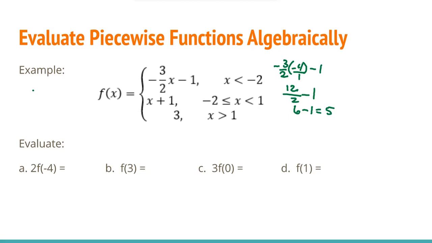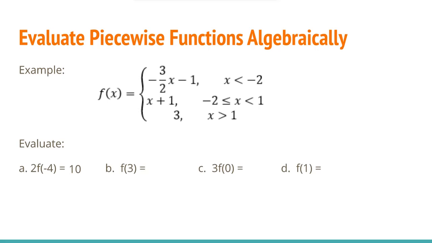Now what we've got to do is say 2 times 5 is equal to, and then we find out that our answer is 10. Awesome. All right, now I want you to go ahead and try to do B on your own. We're trying to find f of 3, which means we want to find what the output is if the input is a 3. All right, awesome.